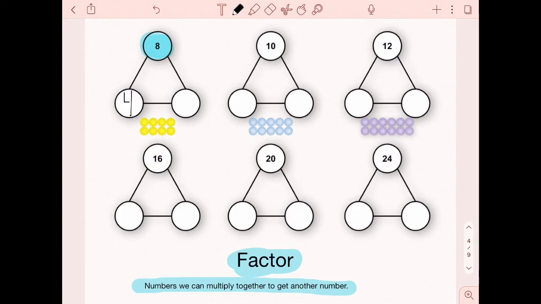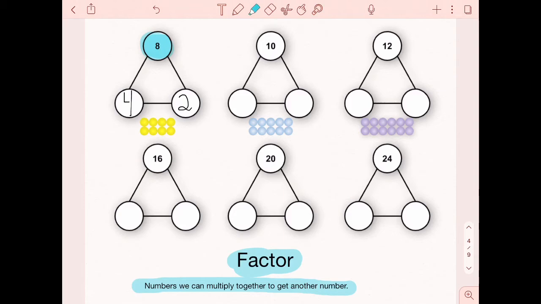And then the question is, how many 4s does it take to make this number 8? So I know that 4 is a factor of 8, but 4 times what equals 8? Well, I see that there's 1 4, 2 4s. 2 4s make 8. So in this case, I can say that 4 and 2 are factors of 8. I'm going to move on to this next example here.